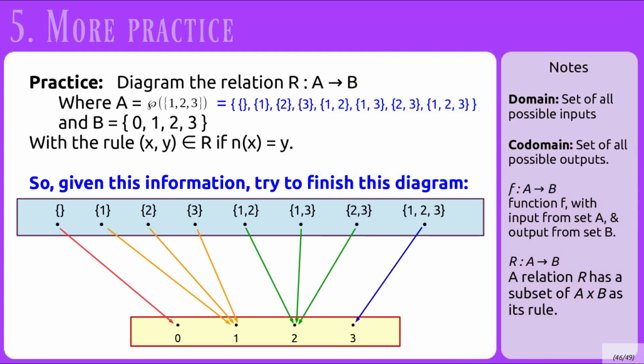This is what that diagram would end up looking like. The empty set is size 0, and so it points to 0. The sets that contain only 1, or only 2, or only 3, each of these is size 1, so they each only point to the 1 in the output. The sets of size 2 point to the 2, and the set of size 3 points to the 3.